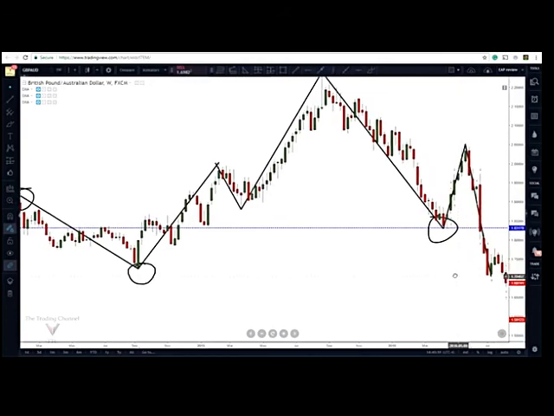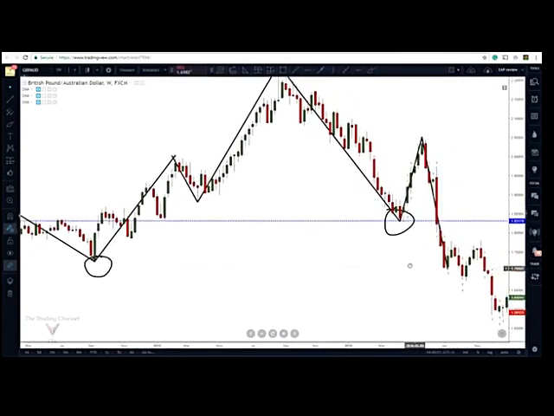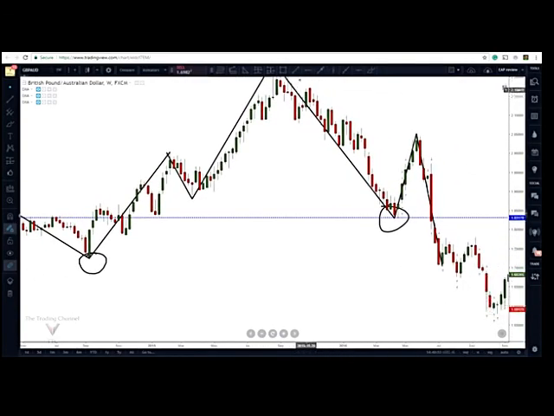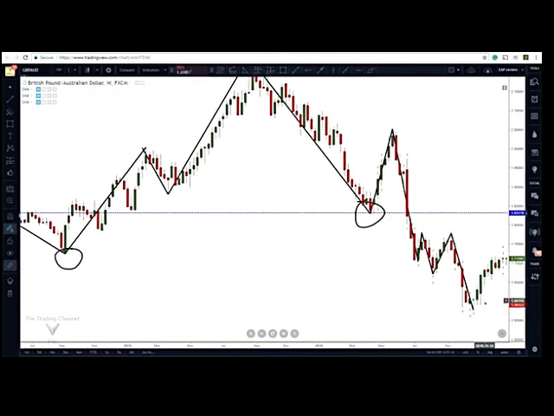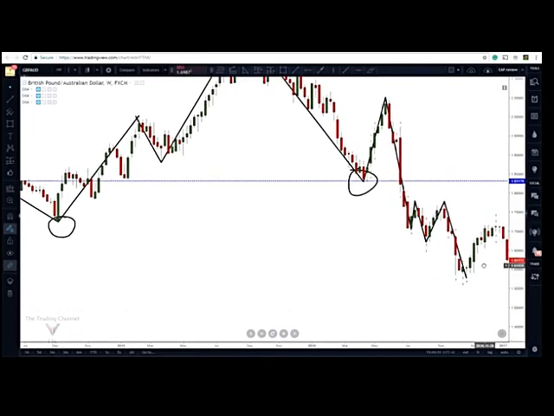Let's see what happens. Well, we get this small pullback and then we do continue in the downward direction right there. So we got that small pullback, continuation down, another pullback, and another continuation down. And now we're still continuing this trend and expecting this market to create lower lows. So we continue taking a look at this market.